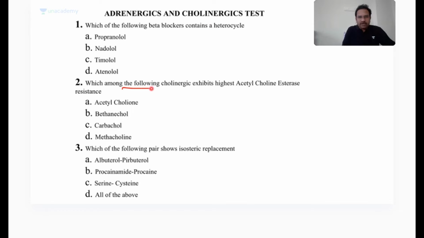Now which among the following cholinergics exhibit the highest acetylcholinesterase resistance? Understand this word: acetylcholinesterase resistance. Resistance means it is not easily metabolized by acetylcholinesterase. Now acetylcholine's duration of action is very short. That is the reason why we cannot use it.